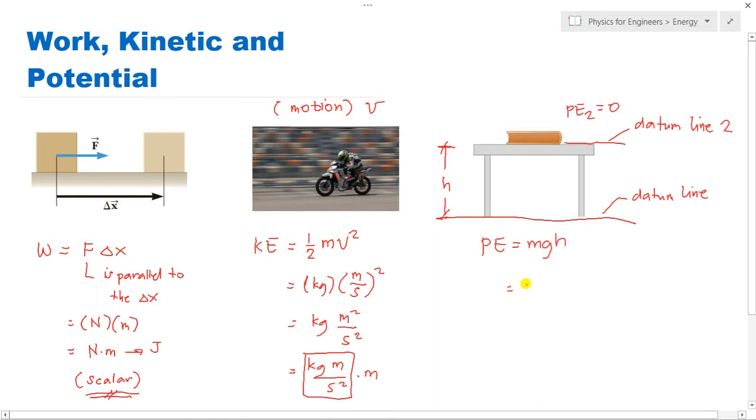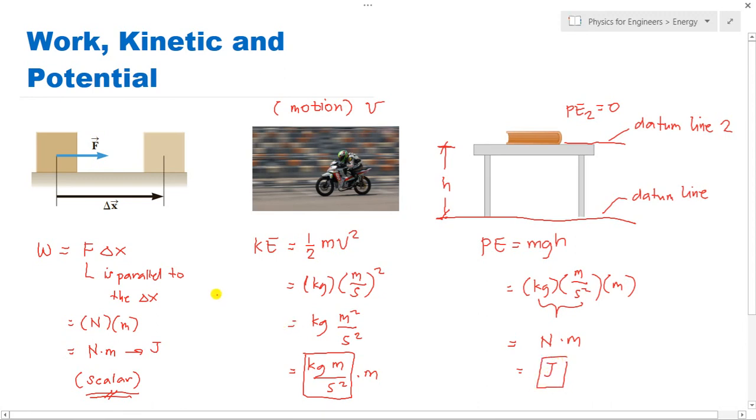If we do unit analysis for potential energy, mass is in kilogram, acceleration due to gravity is in meter per second squared, and height is in meters. Combining these, it is equal to newton times meter, so that's in joules. So it's the same thing again.